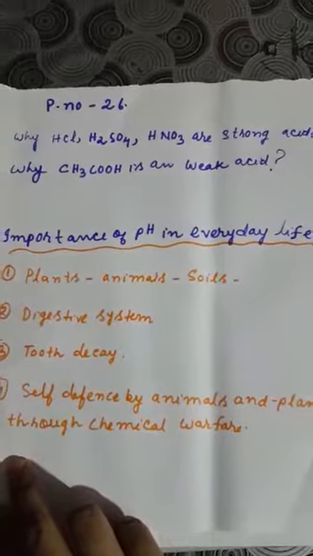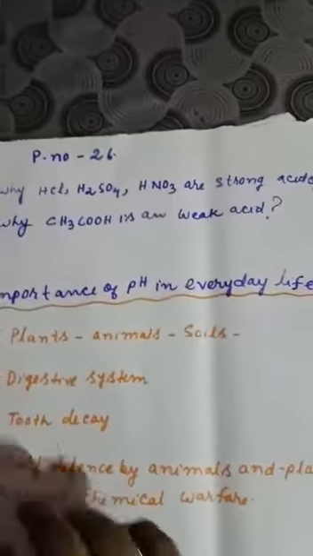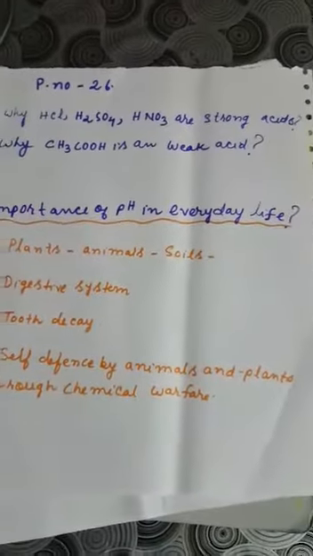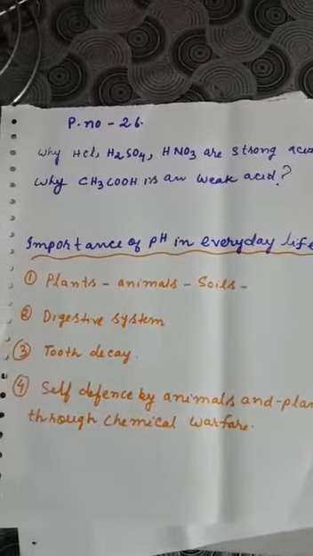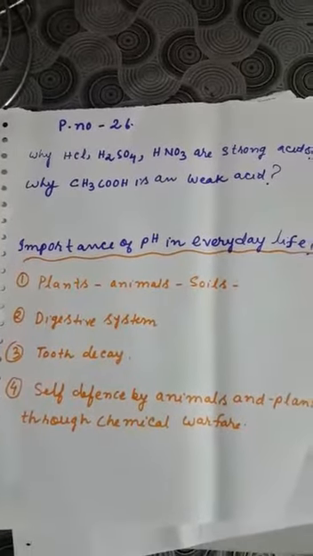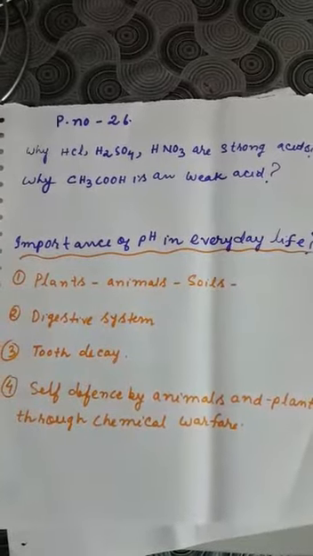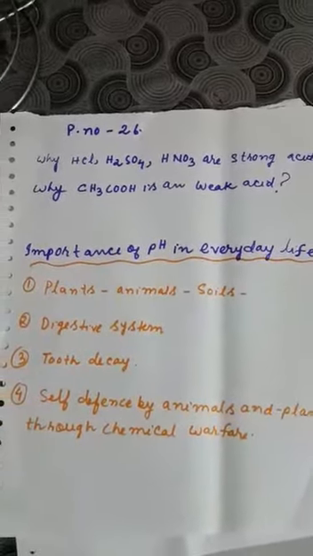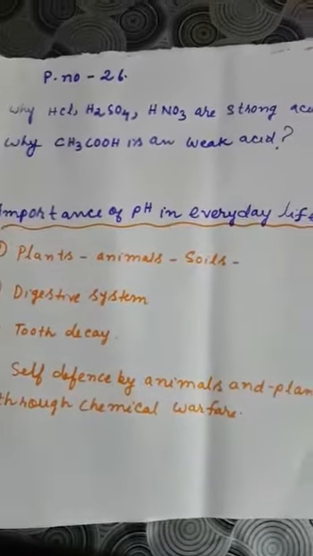it is green in color, and at pH 8, 9 you will see that it will become more green, and at last you will see that for a highly basic solution it is dark blue in color. Am I clear? So the pH for different types of solutions are given in your book, so those you have to remember. Now, importance of pH in everyday life.